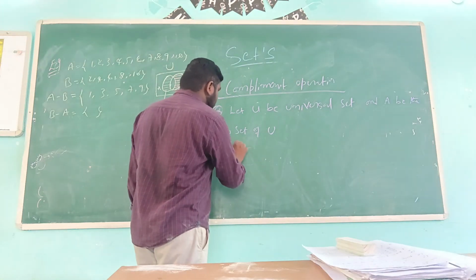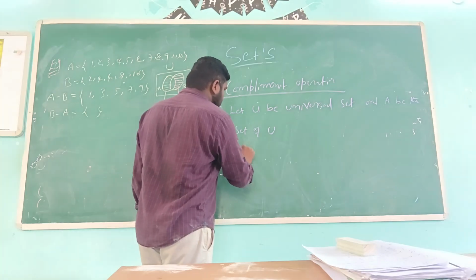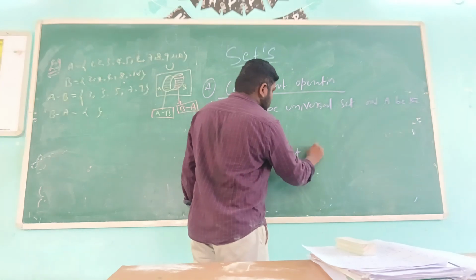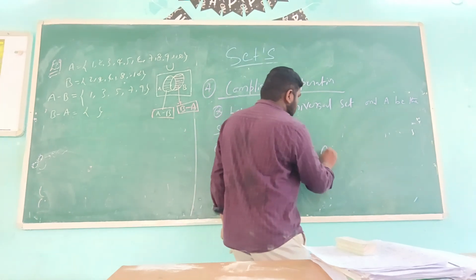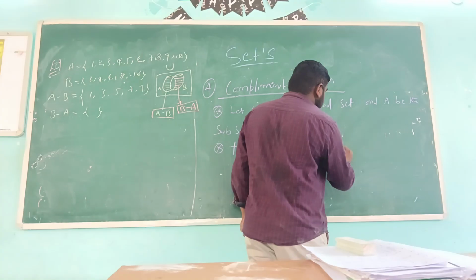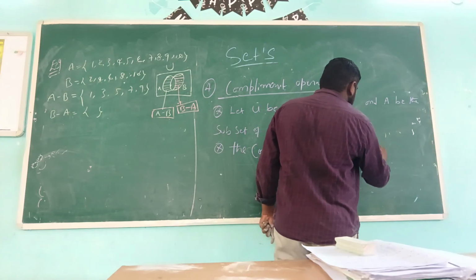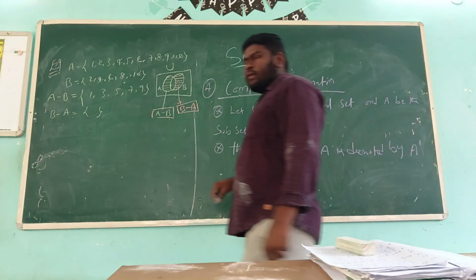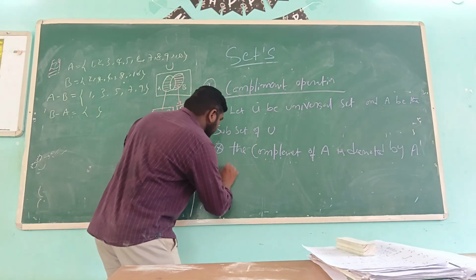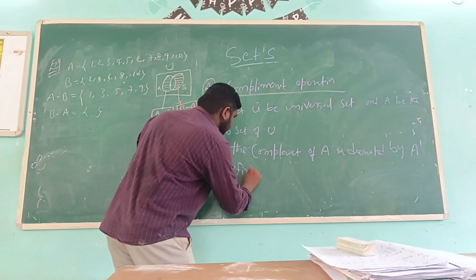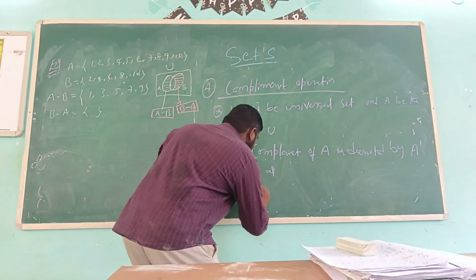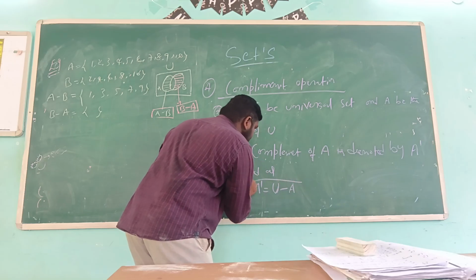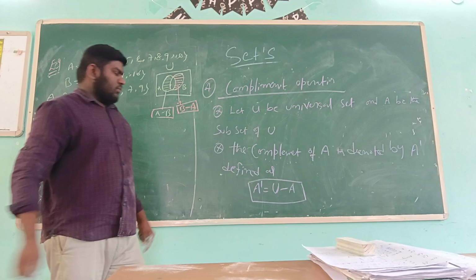The complement of A is denoted by A dash. The complement of A is denoted by A dash, defined as A dash is equal to U minus A. Understood? A dash is equal to U minus A.